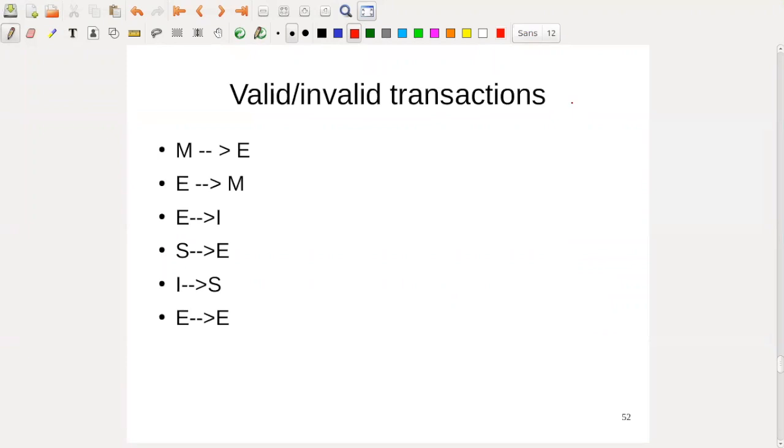So the next step for you is to figure out which of these are valid and invalid transactions in a MESI protocol.